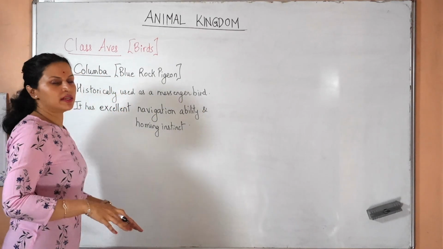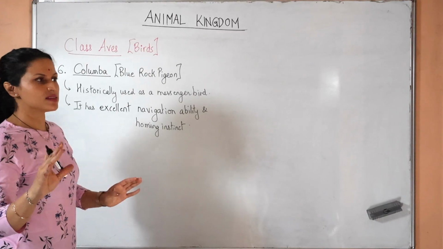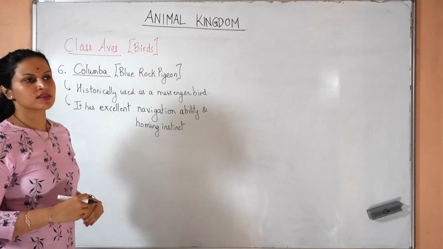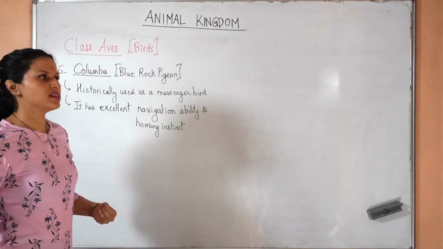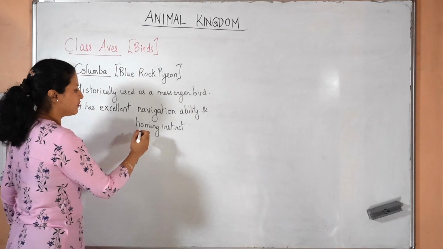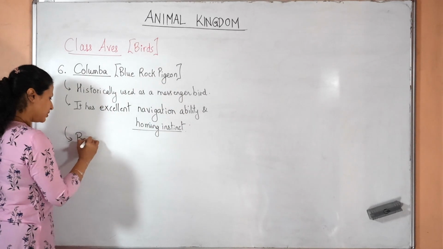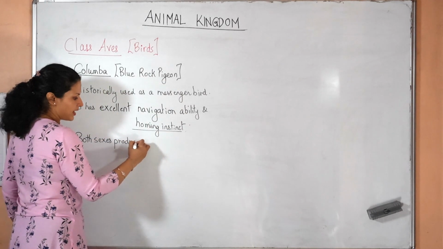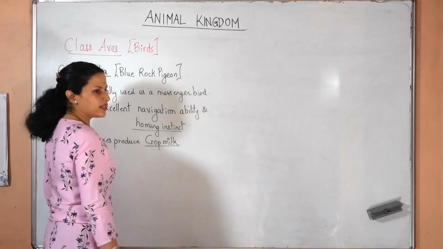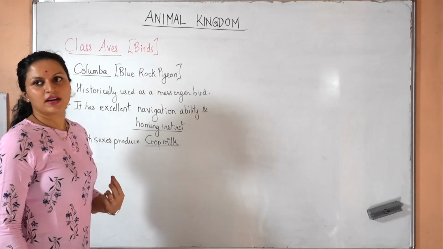Navigation ability means ability to navigate in different places, and homing instinct means coming back home. No matter how far it is away from home, it always finds its way back home. That's called homing instinct. Next, both sexes, both male and the female, produce something called crop milk. You know that the birds have a crop in their digestive system.